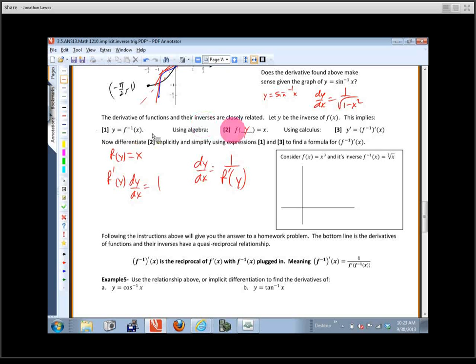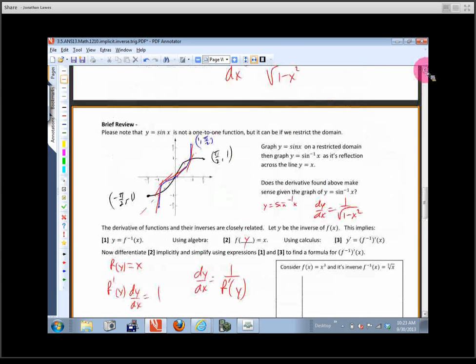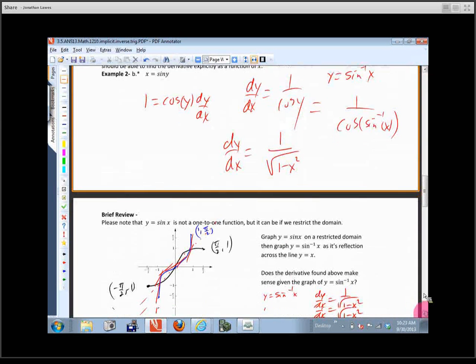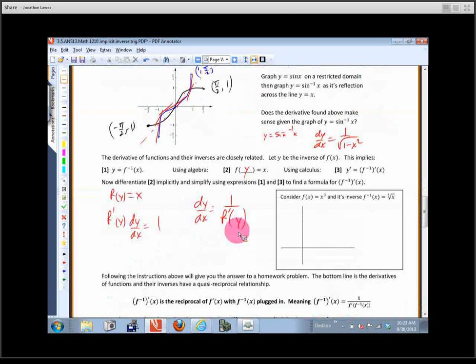So I have this algebraic relationship between x and y, whether you're using the function or the inverse of the function. I differentiated this one implicitly, and I got this expression right here. Very similar to what we had here, right? 1 over cosine y. It was 1 over some derivative with a y plugged into it. And what we did up above is we got rid of that y. So how can we get rid of that?